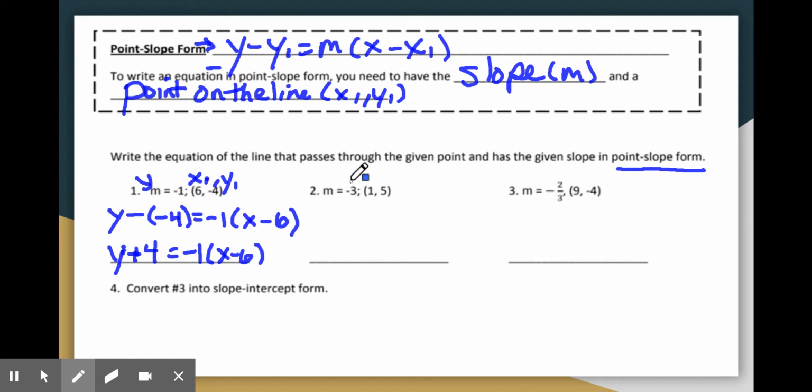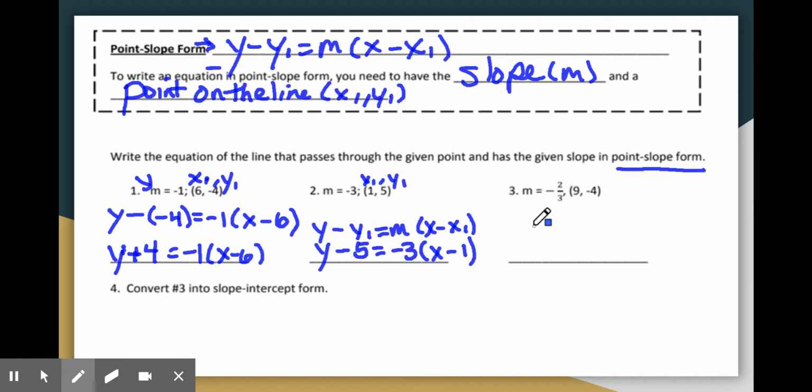All right, let's try the next one. My slope is -3, my x1 is 1, and my y1 is 5. So we're going to have y minus 5 equals -3 times x minus 1. And there's my equation. Here was my formula right above it, the formula I put it into. Now literally just plug the numbers in. There's no cleaning up to do, so I'm all done. This is written in point slope form, so I go on to the next one.